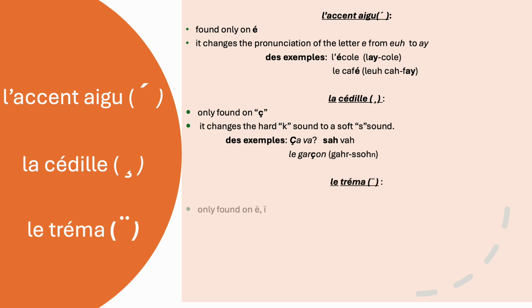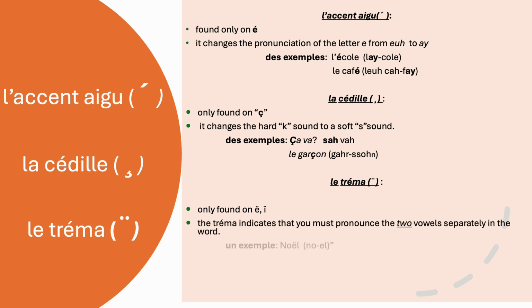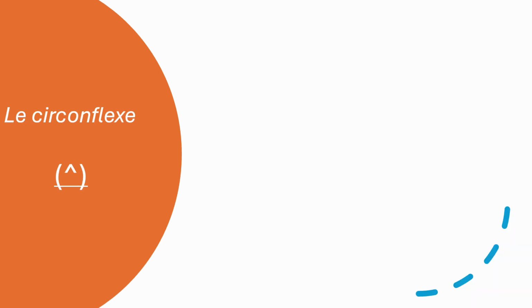Le tréma, only found on the E and I. The tréma indicates that you must pronounce the two vowels separately in the word. Un exemple, Noël. If there was not a tréma over the E, it would be pronounced nol.